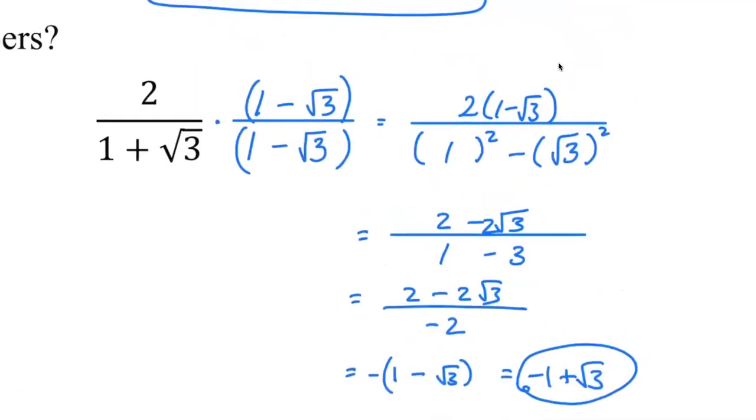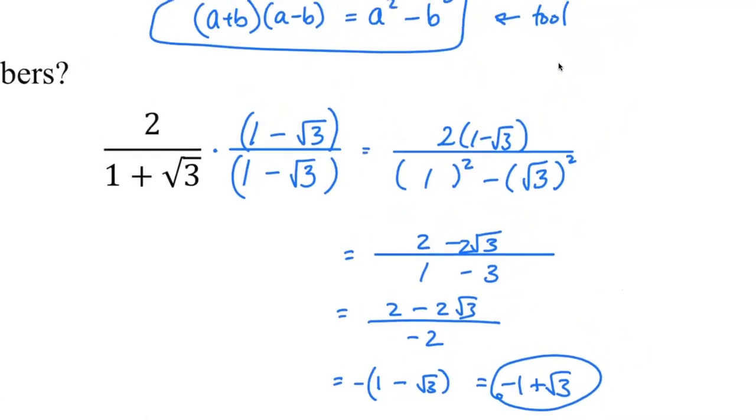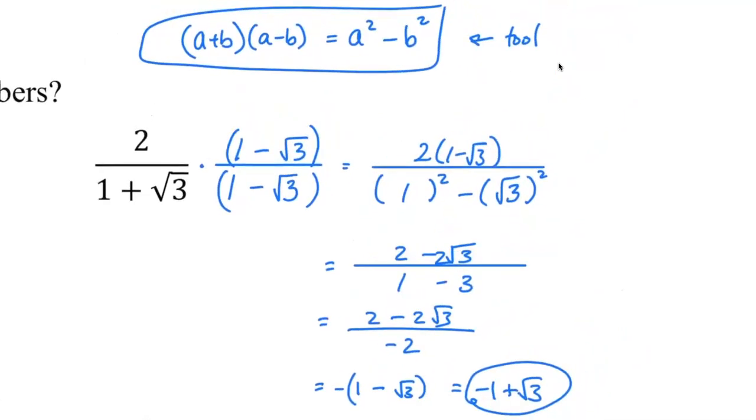Now, let's do a quick recap here. What did we do? We still want to get rid of the square root, but we cannot multiply by just root 3 here. We've got to do something. We can multiply by something so that there would never be any square roots in the denominator. So we came up with this little tool. We realized that we learned something, and we can use it.